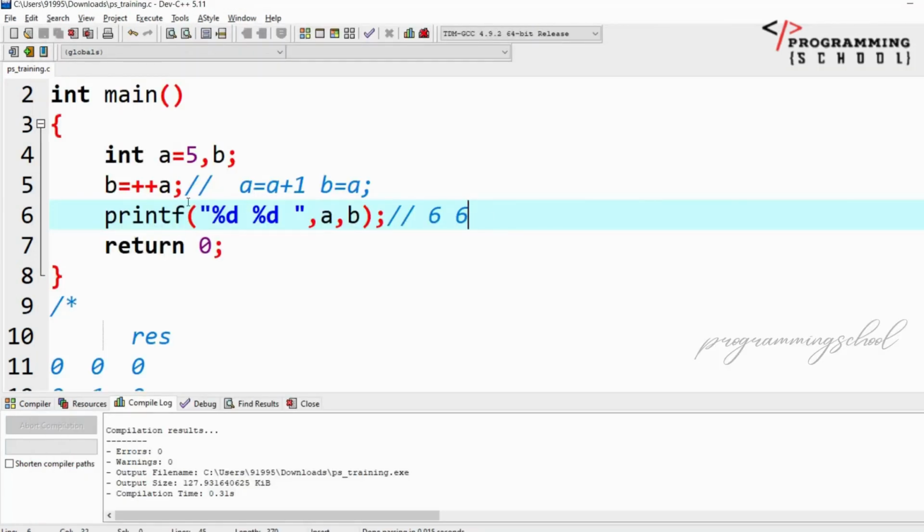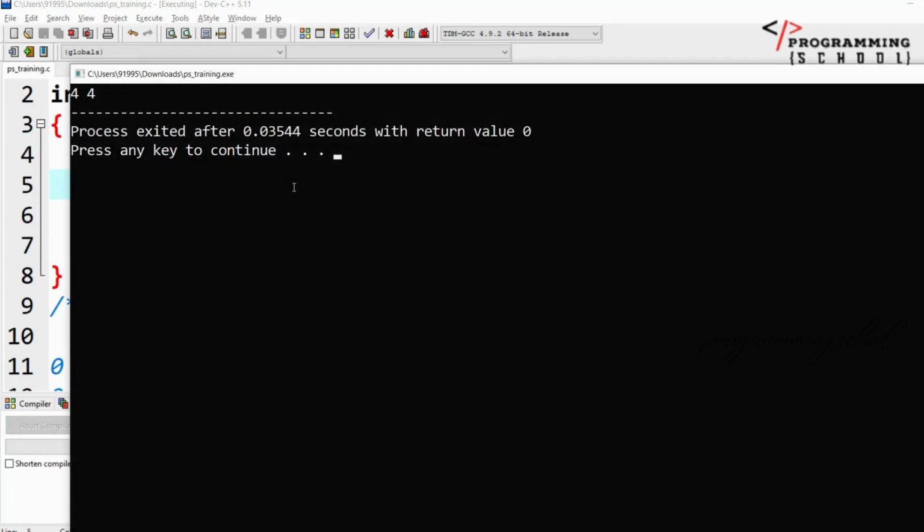This is about pre-increment and post-increment. In the same way, decrement also. For example, I am going to write like this: b is equal to minus minus a. That means a becomes 4 and 4 is assigned to b. Then the answer is 4 and 4.